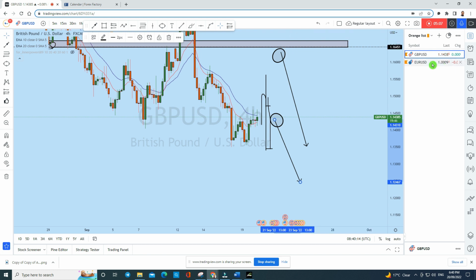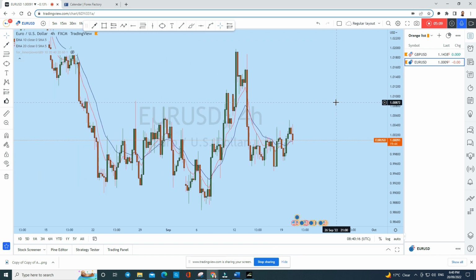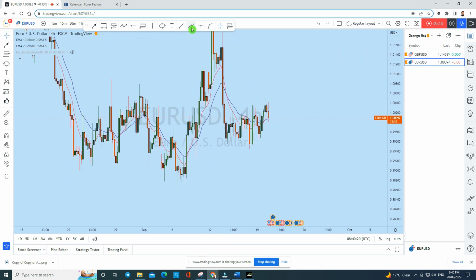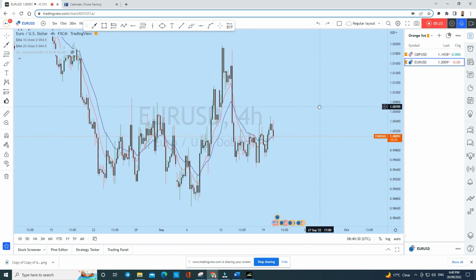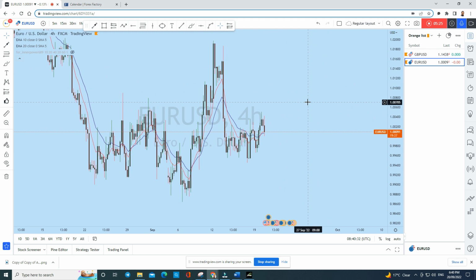Now let's look at EUR/USD. EUR/USD is doing the same thing. As you can see, instead of dropping, the price on the lower time frame is creating an upward channel. I think EUR/USD could do the same. This is for our time frame. As you know, like GBP/USD, on the higher time frame EUR/USD is bearish.